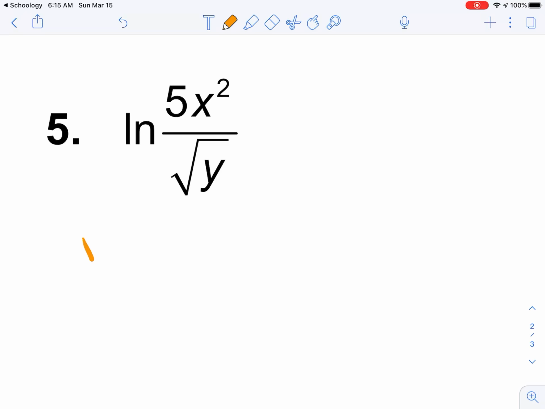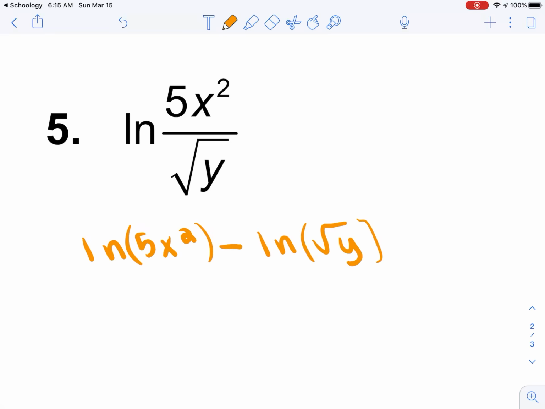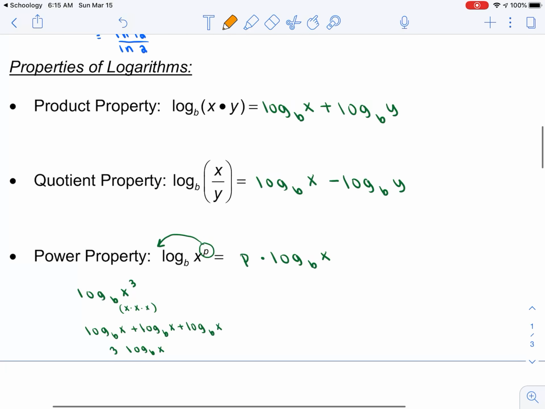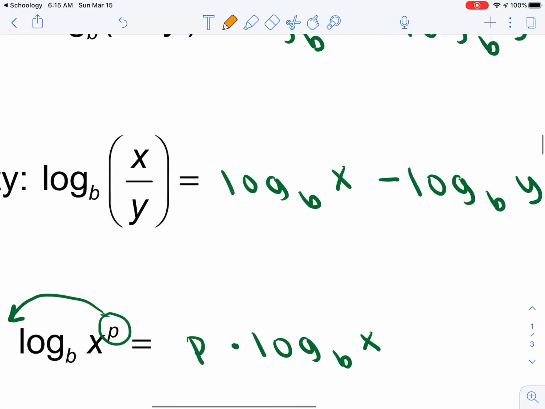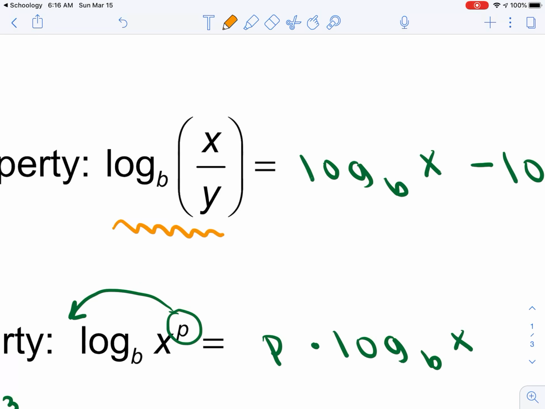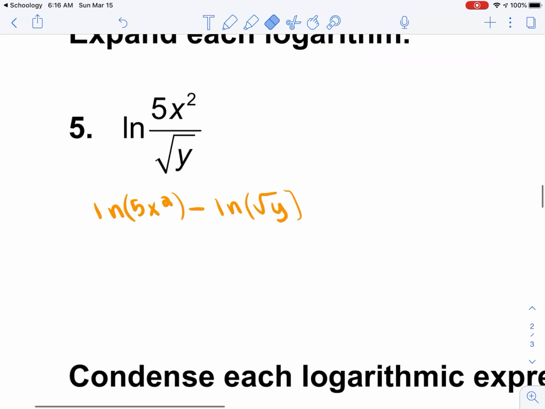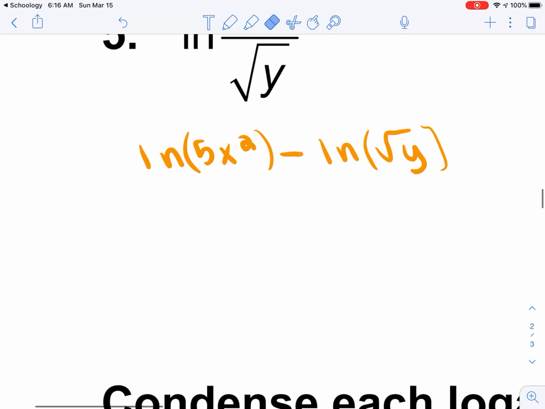We're going to rewrite this as the natural log of 5x squared minus the natural log of the square root of y. Now, I'll put that in parentheses. You may say, why? What I'm doing is I'm using this property right here, but I'm given something that looks like this. So I'm taking the log base b of the top and subtracting the log base b of the bottom. Well, that's what we see here. So the log of the top over the log of the bottom. But we have to subtract.